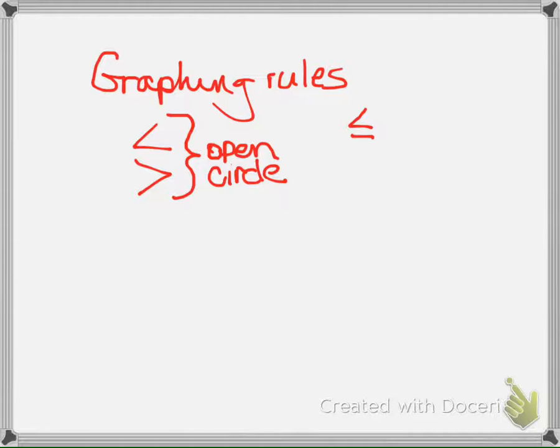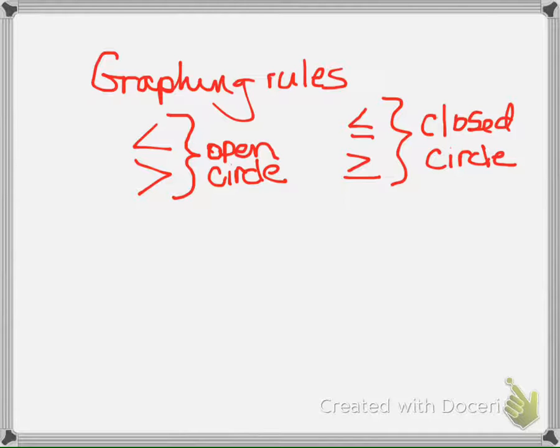If you have less than or equal to, greater than or equal to, well, since it could be or equal to, it could be included with that number. So you do a closed circle. Make sure you're writing these down because you're going to need these rules. So when you're graphing on a number line, you have to look and see what kind of circle you put on that number. Then, because it could be anything less than a number or anything greater than a number, you shade in the whole number line in that direction.